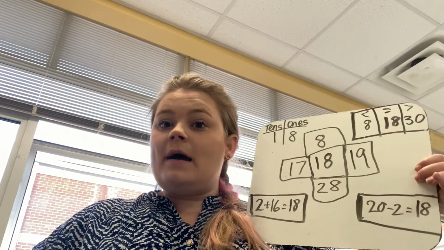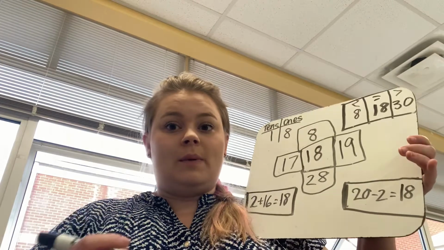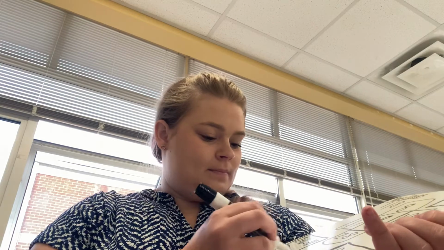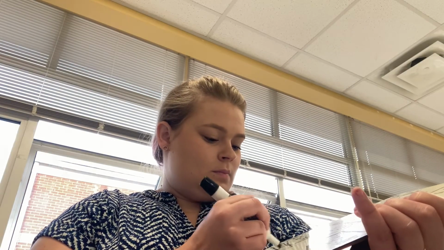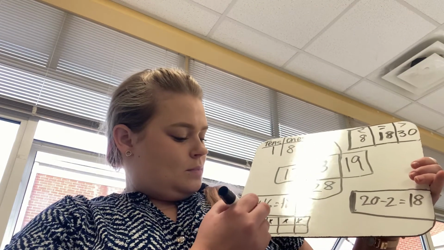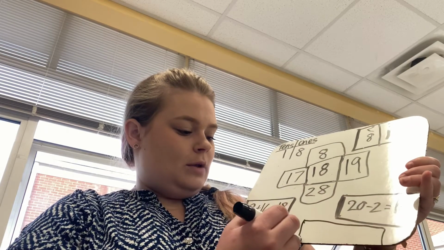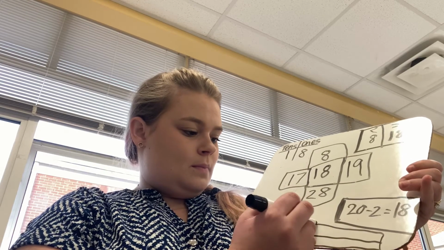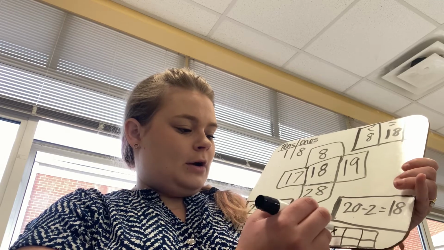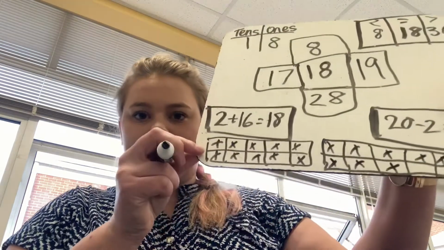And then the last step is to represent that number on 10 frames. So with 18, I would use 2 10 frames. I would fill up one 10 frame. That's 10. So I still need one more. 11, 12, 13, 14, 15, 16, 17, 18. That's the number on a 10 frame.